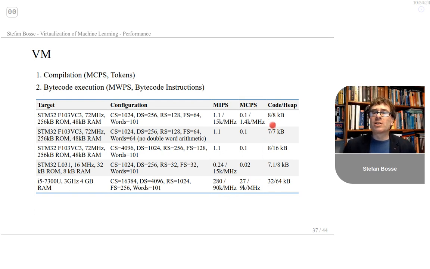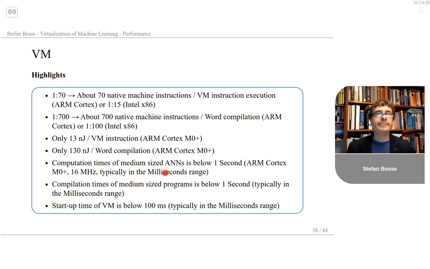The memory requirements are very low. The lowest is 8 kilobyte for the code and 8 kilobyte for the data used by the virtual machine itself. With different configurations you can configure the code segment size, the data segment size, and so on. Here are some highlights. We have a friction of about 1 to 70. That means about 70 native machine instructions per VM instruction are required on an ARM Cortex, or 1 to 15 on the Intel x86 architecture.